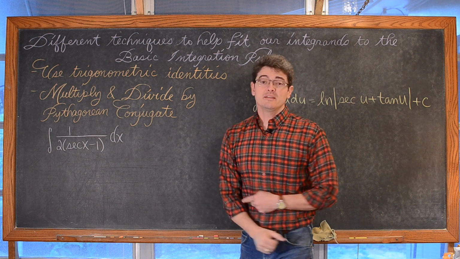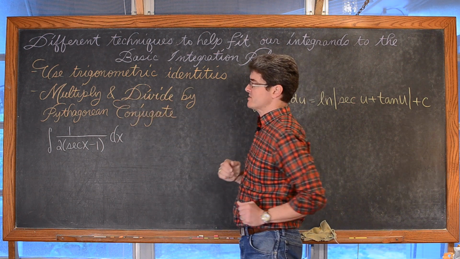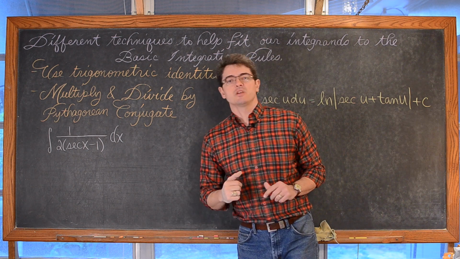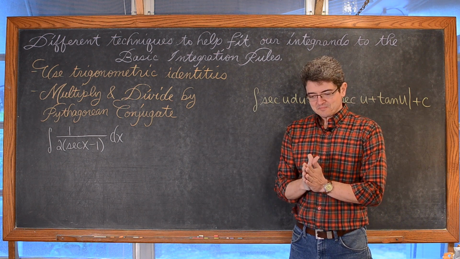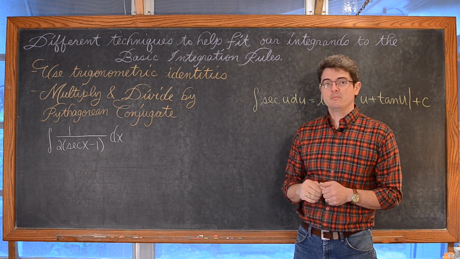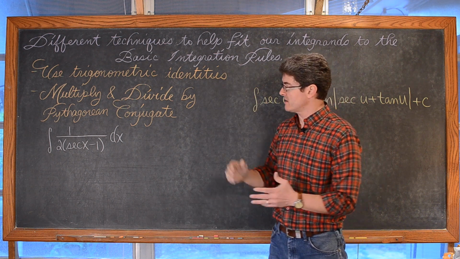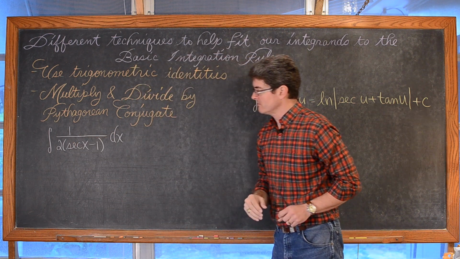Next example, and next two techniques. Use trigonometric identities. Multiply and divide by a Pythagorean conjugate, where you might just be saying conjugate, like I do, but that's what my book says. And actually, this problem is going to be, again, quite difficult, and we're going to need more than just these two techniques to figure out how we're going to integrate this expression.